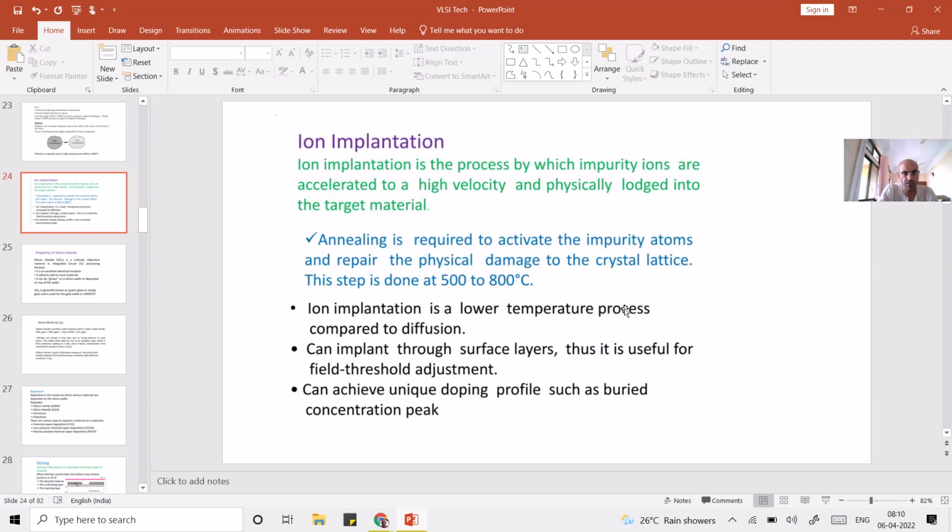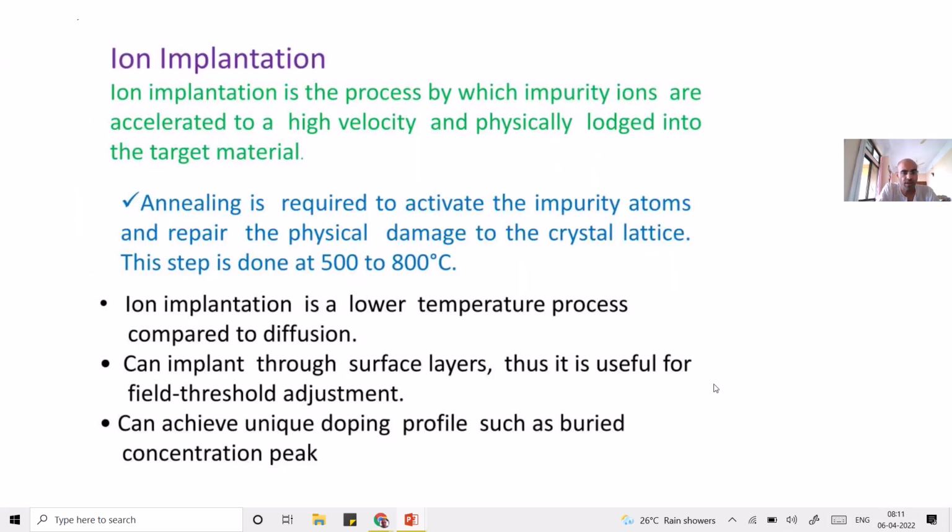So ion implantation, as I have already told you, is a process which is done at room temperature. It requires a process called annealing after completion of the ion implantation. In annealing, you heat the wafer once again, but at a low temperature, up to 400 to 500 degrees centigrade, and this gives you better control over the profile which you want to dope.